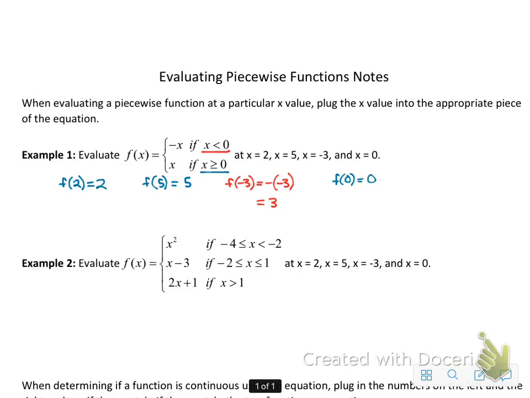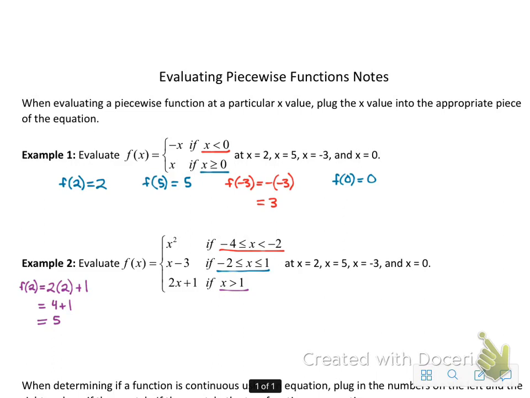Alright, let's do something a little more complicated, right? It's going to require a little bit more work. Now I'm going to color code these again. Right, so I'm going to say anything between -4 and -2 is in red, -2 to 1 is blue, and greater than 1 is purple. Alright, so 2. Well, 2 is greater than 1, so it's going to be purple, so we're going to use that equation. So to find f of 2, we're using the equation 2x plus 1, so we'll have 2 times 2 plus 1, which is 4 plus 1, which is 5.